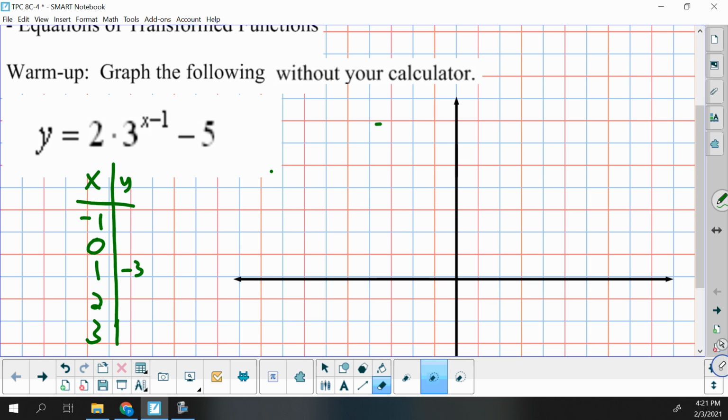So next we'll put in 2. So that'll be 2 times 3 to the 2 minus 1 minus 5. That's 2 times 3 to the first minus 5. 3 to the first is just 3. 3 times 2 is 6. So 6 minus 5 would give us 1.